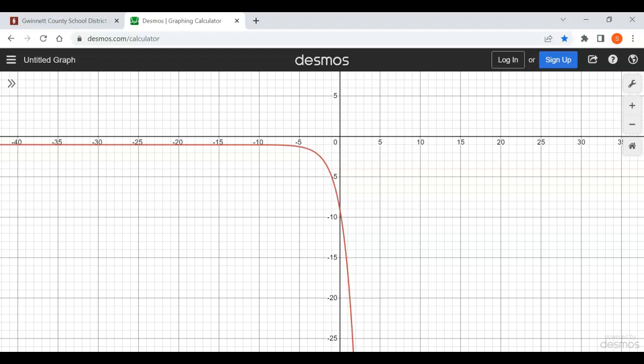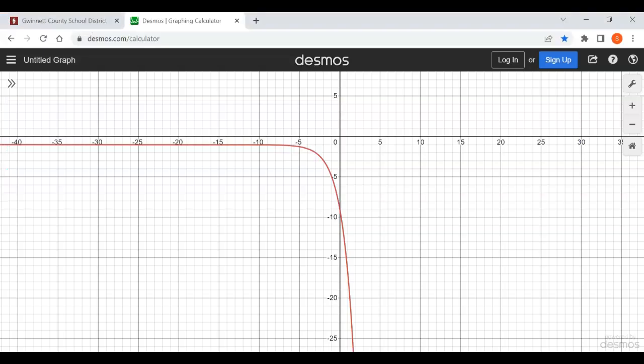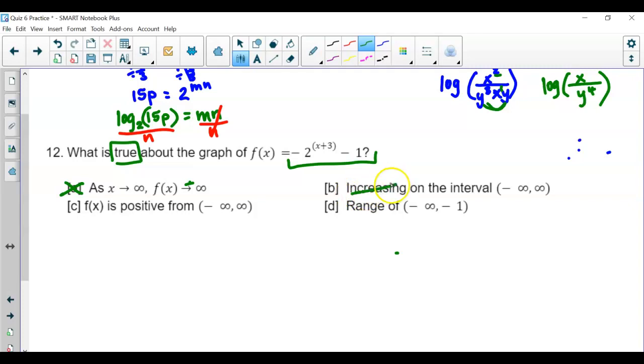Well, it's going down to negative infinity. So this statement is false because this should say negative. Now let's go to B. We're increasing on our interval here. So let's take a look. Reading it left to right, what's happening? Well, our graph is decreasing, not increasing. So that statement is also false.